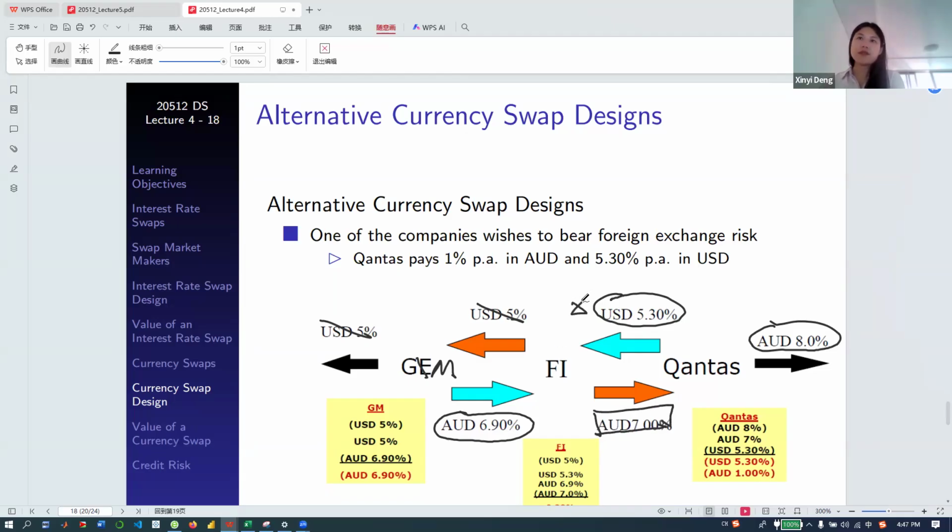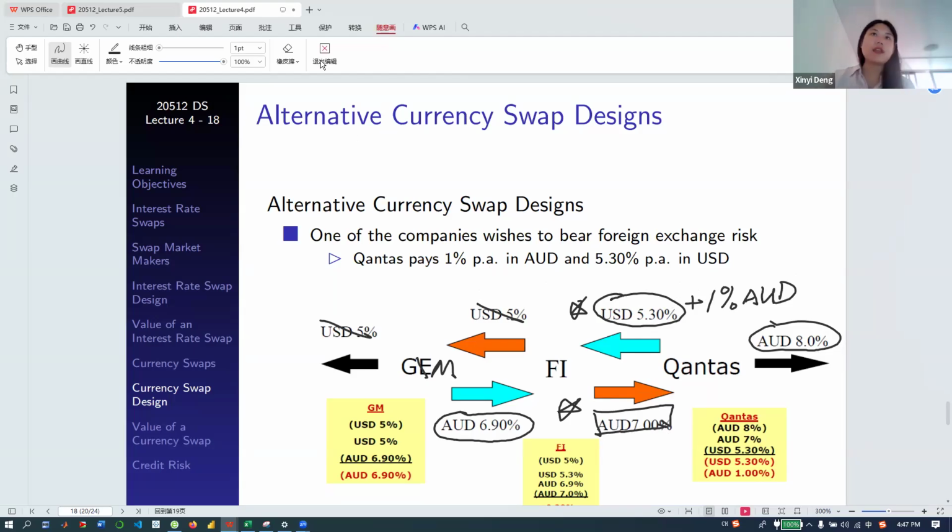So those two numbers are different now. And now we can notice that basically this 7% and this 8% are not going to cancel each other out. So now the effective rate for Qantas would be that it's paying 5.3% on USD plus 1% payment in AUD.